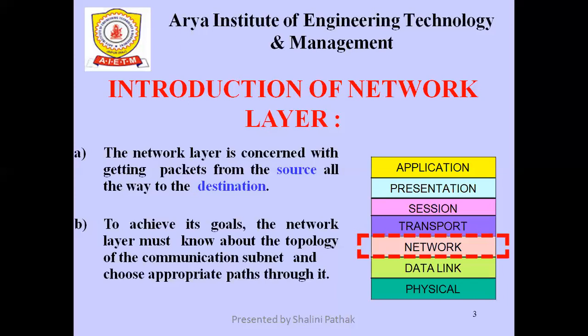Second is, to achieve its goal, the network layer must know about the topologies of the communication subnet and choose appropriate paths through it. Means there are so many topologies in networking, such as ring topology, bus topology, hybrid topology. Whichever topology is being used, the network layer must know.